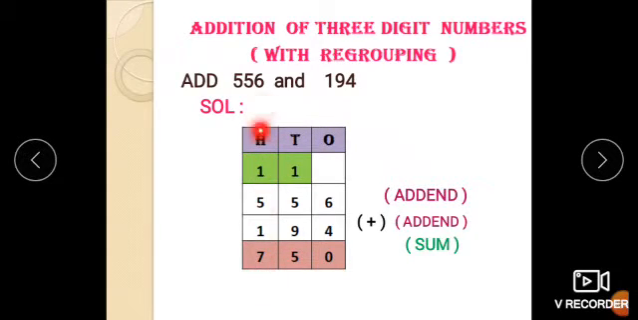Next we add in the hundreds column. 1 plus 5, the answer is 6. Then we add the carried 1. So 6 plus 1, the answer is 7. So adding 556 and 194, we get the answer 750. We'll move to the next slide.